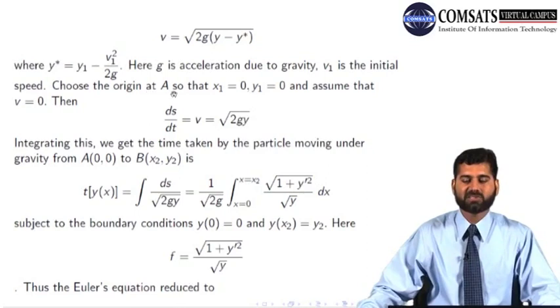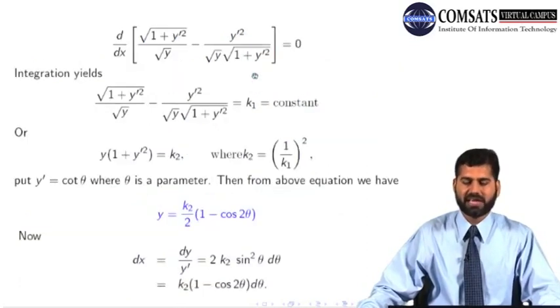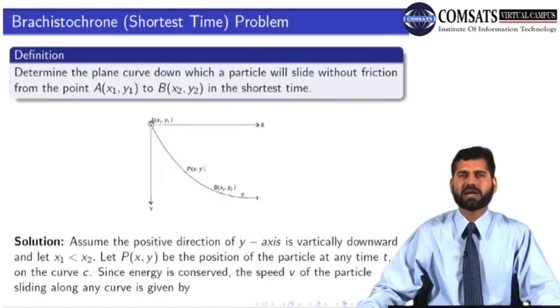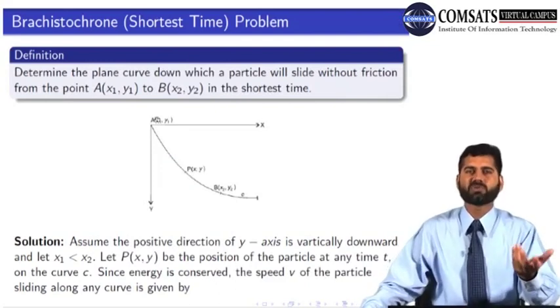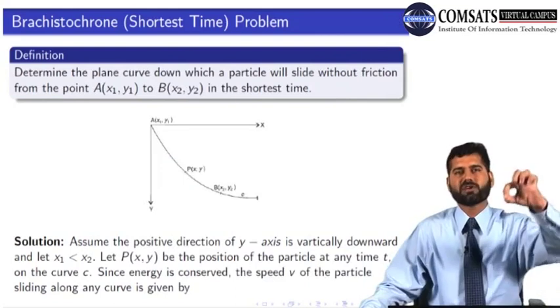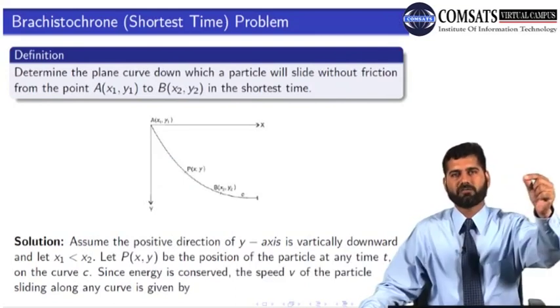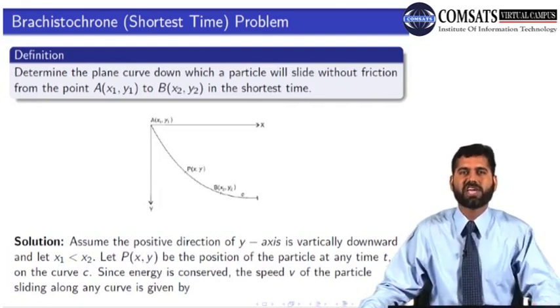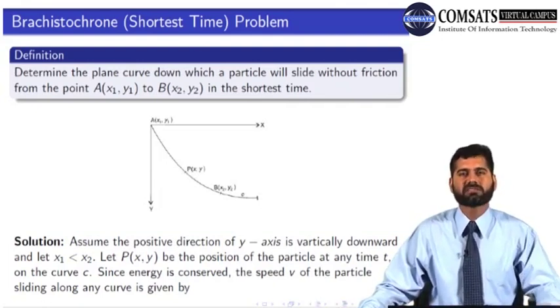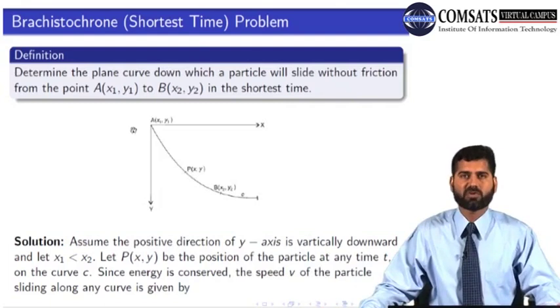Choose the origin at A so that x1 is 0 and y1 is 0. Again, for our own convenience, see this point can be anywhere. We are not interested in the distance, we are interested in the time. So it doesn't matter if we are starting from origin. If we are starting from origin and going down, again time will not change. Alright, so it means I can start from the origin. For our own convenience, of course, x1 and y1 will become 0. So mathematically, it will be simplified automatically.